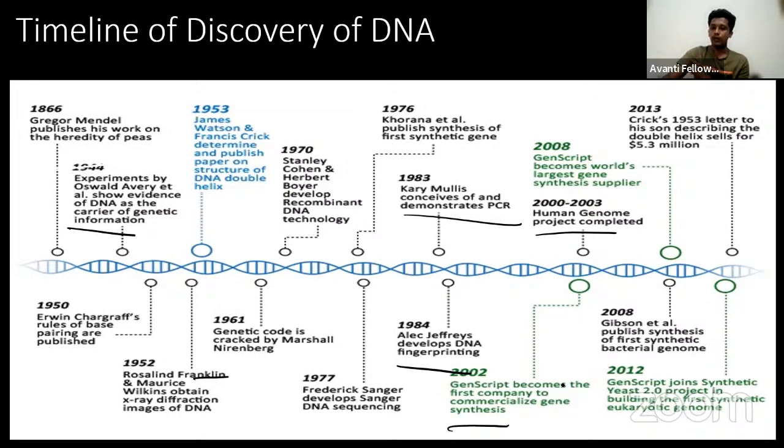By 2012, they joined the project where they start building a eukaryotic genome using yeast. So they start developing a synthetic gene script for a eukaryotic genome, with the yeast. By 2013, the letter Crick had written in 1953 describing the double helix was sold for an astounding $5.3 million in an auction.